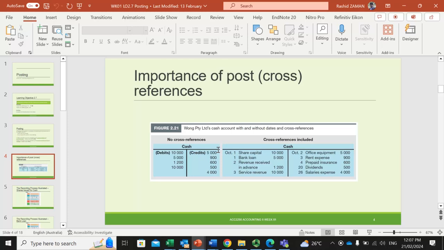This cash is we received the bank loan of cash of 5,000. Revenue received in advance. This is cash we received at $1,200. Because of revenue received in advance, we have received the revenue for a service or a product, but we didn't deliver the goods or provide the services. This is why service revenue. It means we made sales of how much? $10,000 cash, not account receivable.